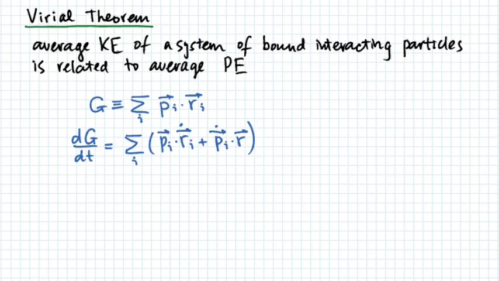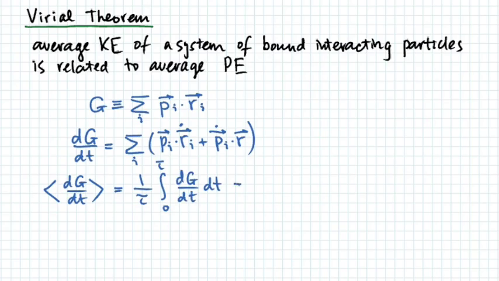Next, we're gonna average this quantity. In other words, we're gonna find a time average over period tau, which is given by this quantity G evaluated at time tau minus G evaluated at time equals 0, divided by tau.